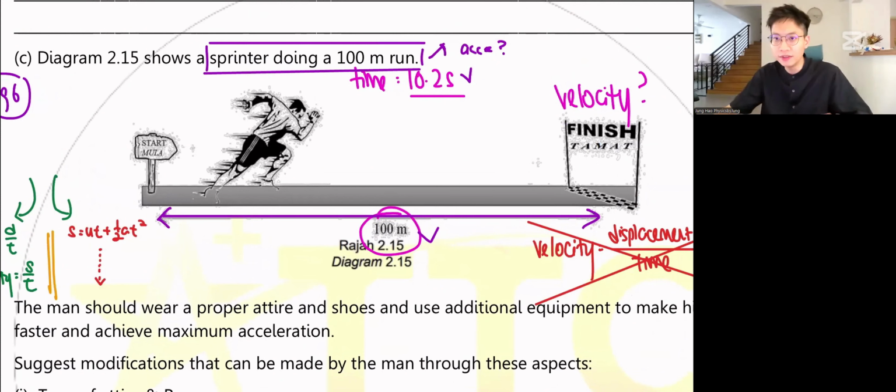So if you do a run, are you accelerating? The answer is obviously yes, right? Correct. There will be acceleration. Because when you go for a run, you won't run at constant speed, right? You obviously will go faster and faster, right?